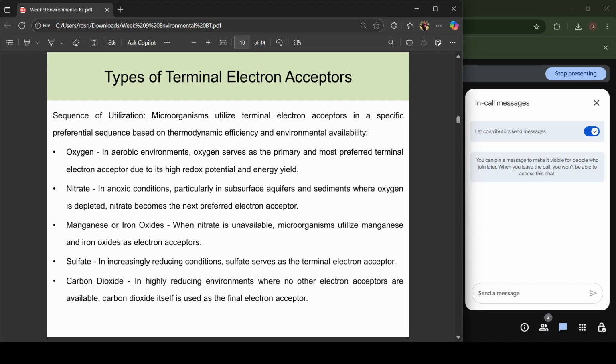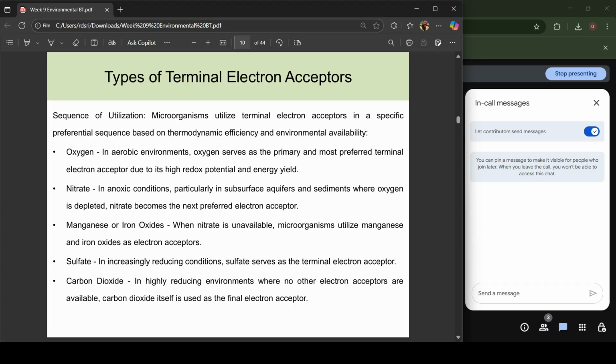As we discussed, the sequence of utilization is based on the redox tower. First, oxygen. It's the most preferred terminal electron acceptor due to its high redox potential and energy yield. Next comes nitrate. That zone we call the anoxic zone, particularly in subsurface aquifers and sediments. Here oxygen is depleted. Organisms do not have oxygen to consume, so they start consuming nitrates.